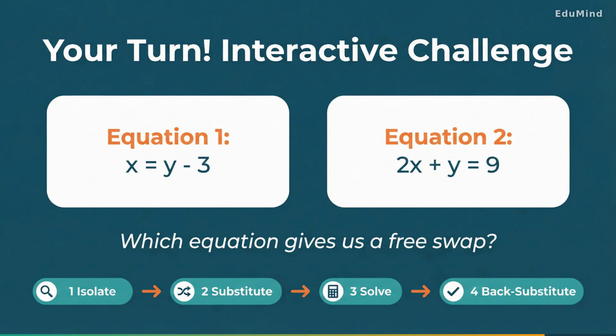Let's recap our algorithm for substitution. Step 1. Isolate. Find the equation that says x equals something or y equals something. Step 2. Substitute. Plug that expression into the other equation. Step 3. Solve. Find the first variable. Step 4. Back substitute. Plug that number back in to find the second variable.